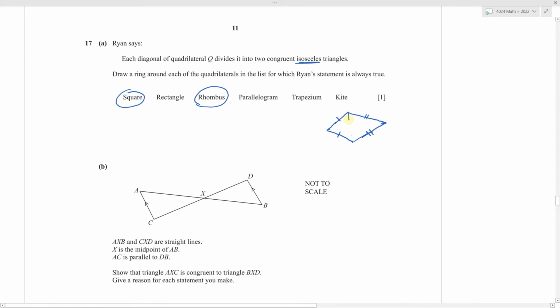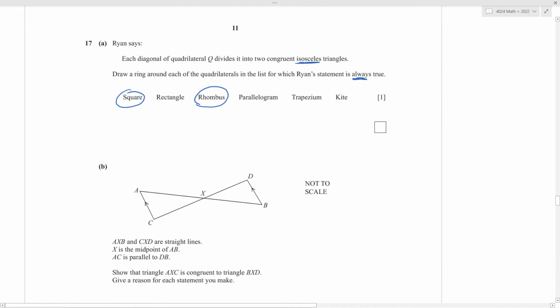So what if we draw this diagonal? Now this is an isosceles triangle. This is also an isosceles triangle. But are they congruent? No, because although they have this one length the same, this length is not the same as any of the other two lengths of this triangle, and this length is also different from this. So although they are isosceles triangles, they are not congruent. So this is not always true for a kite as well.